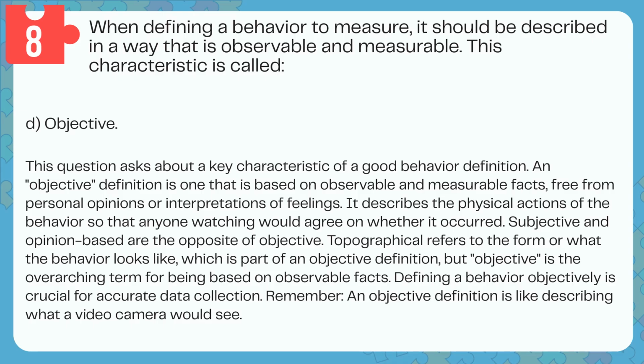Subjective and opinion-based are the opposite of objective. Topographical refers to the form or what the behavior looks like, which is part of an objective definition, but objective is the overarching term for being based on observable facts. Defining a behavior objectively is crucial for accurate data collection. Remember, an objective definition is like describing what a video camera would see.